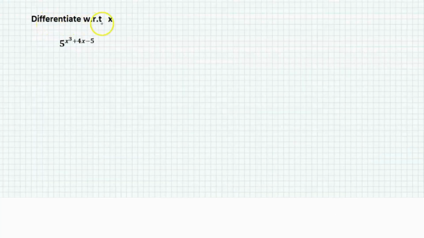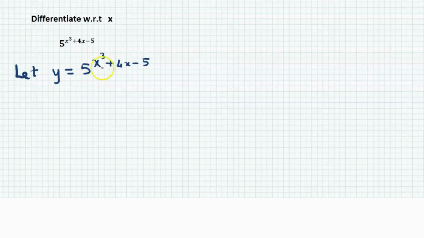Question is differentiate with respect to x the following function. Function given here is 5 raised to x cubed plus 4x minus 5. So let us name this function as y. We say let y be equal to 5 raised to x cubed plus 4x minus 5.